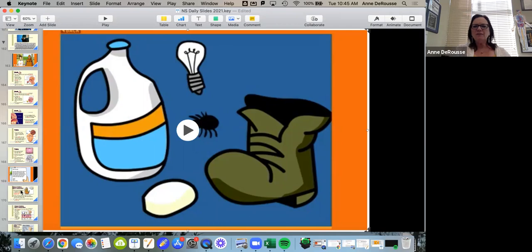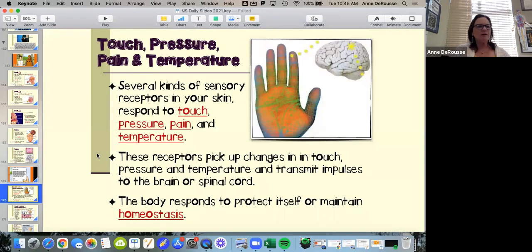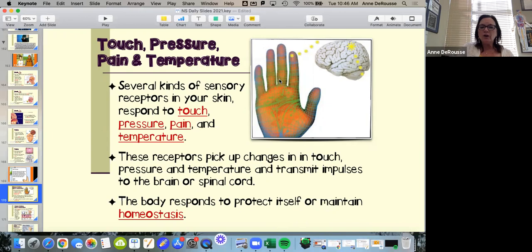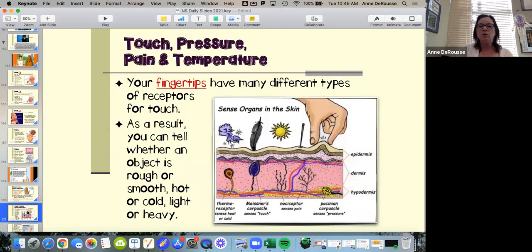Okay. And then finally, touch. We've talked about this, so I'm not going to spend much time on this. But just know that there are several kinds of sensory receptors in your skin. Touch, pressure, pain, temperature, they pick up any changes. They transmit those impulses to the brain or spinal cord if it's a reflex. And then your body responds, not just to smell something or to feel something, but for homeostasis, to keep your body and everything working.